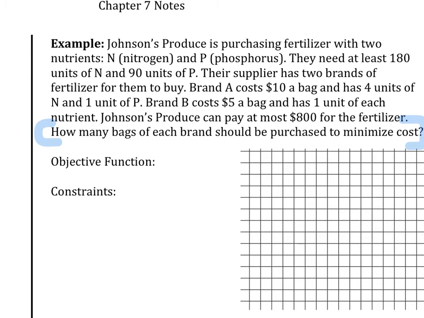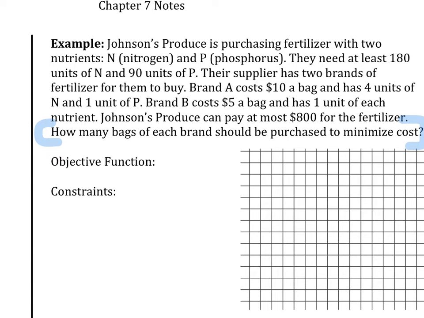Which one is variable? All right, let's decide on the variables first. How many people think N and P are the variables? Raise your hand. How many people think brand A and brand B are the variables? Good. Why is that? It's not that difficult. How many bags of each brand? Yes. How many bags of each brand?